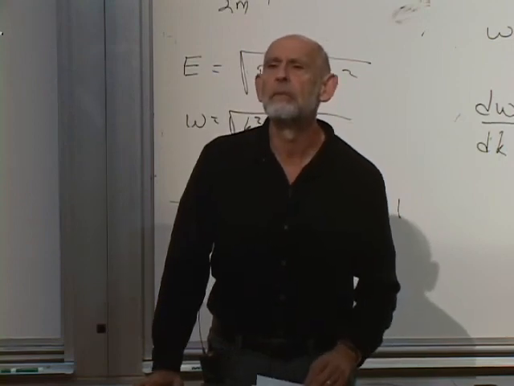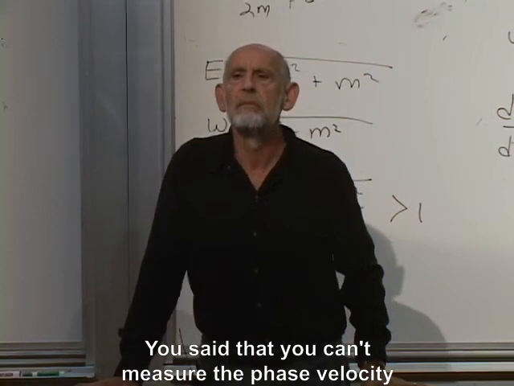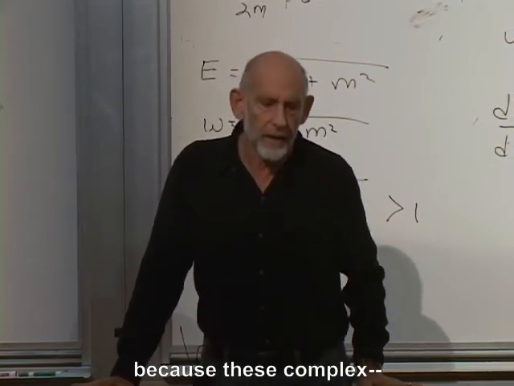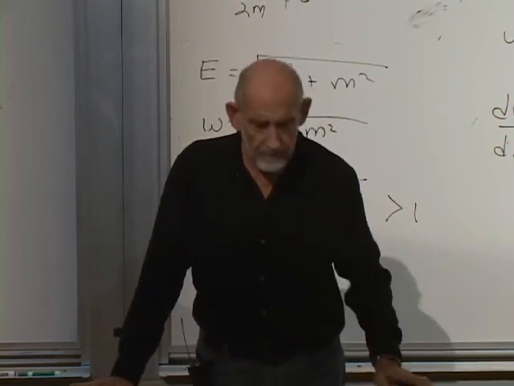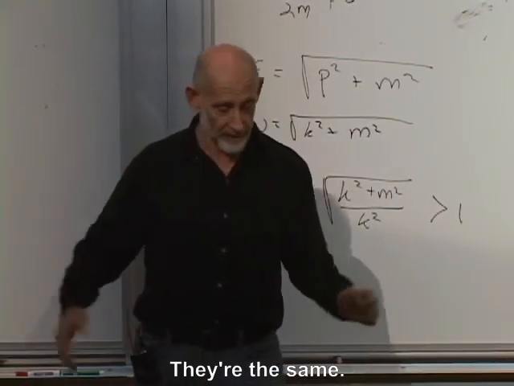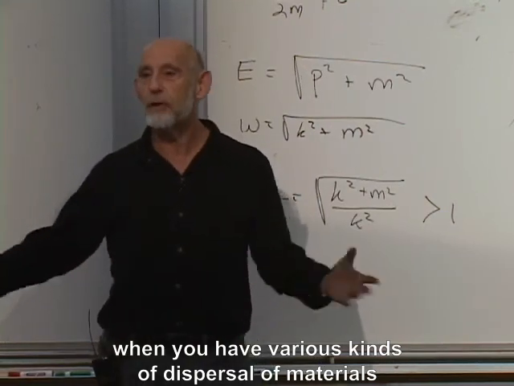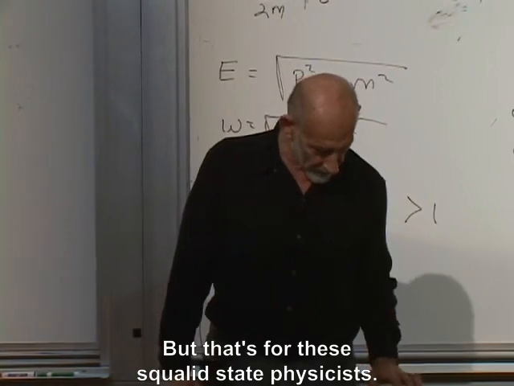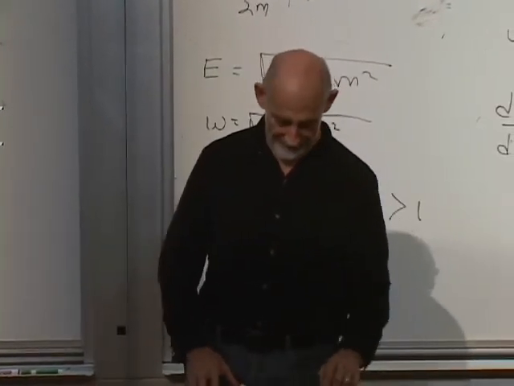Question: a moment ago, you said that you can't measure the phase velocity because of these complex conjugates. At least for the Schrodinger wave, yeah. Okay. Right. Can you measure it for a photon? Well, for a photon, they're the same. Yes, they're the same. Now, it gets a little more complicated when you have various kinds of dispersive materials that the photon can move through, but, you know, that's for these solid state physicists to think about.